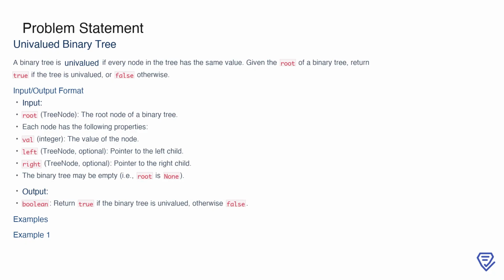The input is a tree node object representing the root of the binary tree. Each node has three properties: val, which is an integer representing the node's value, left, which is a pointer to the left child, and right, which is a pointer to the right child. If the binary tree is empty, the root will be None. For the output, you simply return a Boolean value: true if all nodes in the tree have the same value, or false if at least one node has a different value.